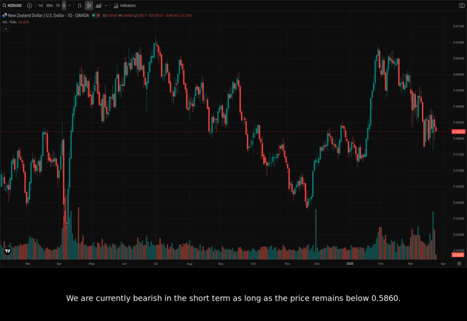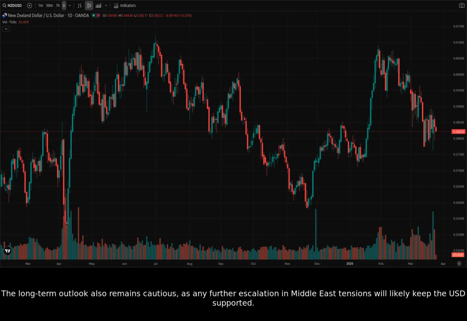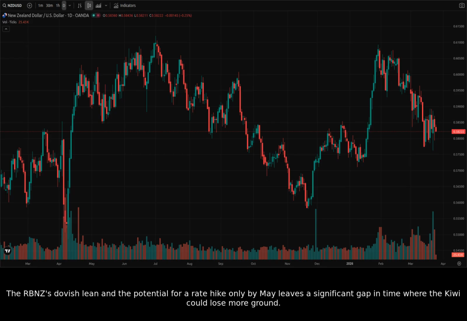We are currently bearish in the short term as long as the price remains below 0.5860. The long-term outlook also remains cautious, as any further escalation in Middle East tensions will likely keep the USD supported. The RBNZ's dovish lean and the potential for a rate hike only by May leaves a significant gap in time where the Kiwi could lose more ground.